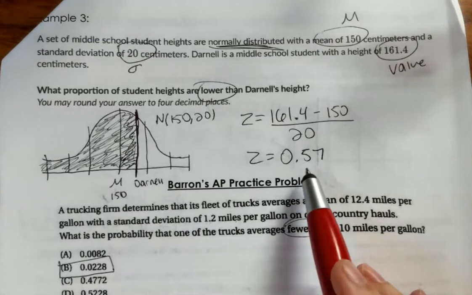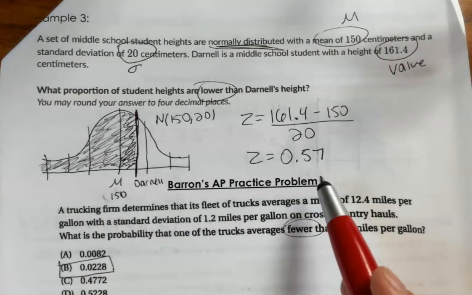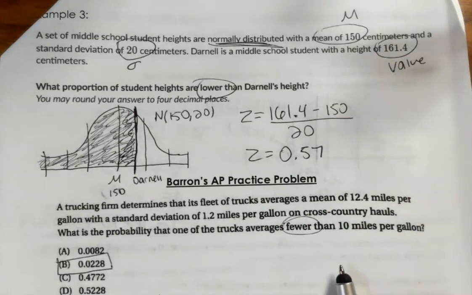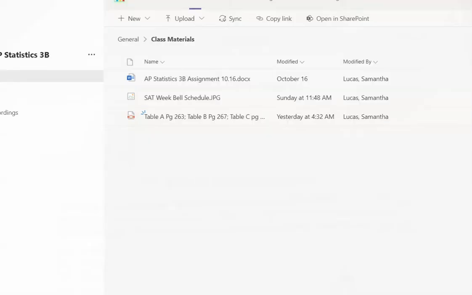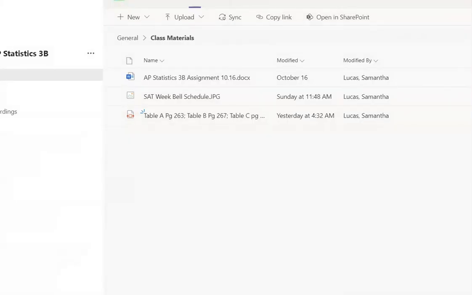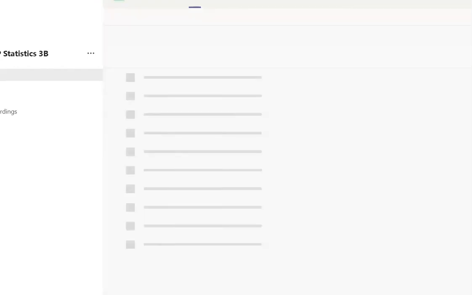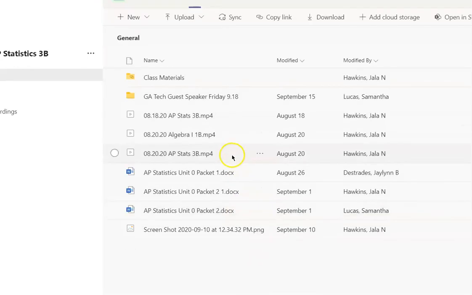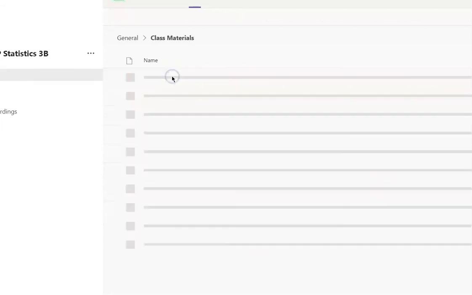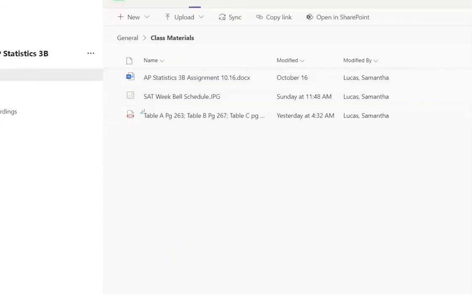Now the z-score is not part of the empirical rule, so I need to use table A to look it up to find the area. So I'm going to go to table A. Right now I'm in your Teams. I went to the general tab and I went to posts. I went to files. And then within that box, I clicked on class materials. And then I clicked on table A, and I know that I have to go to page 263.